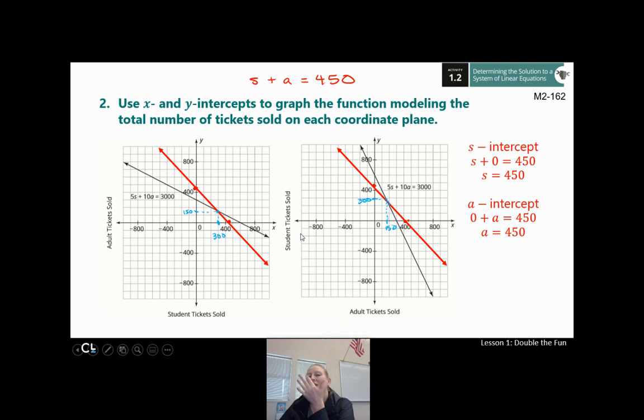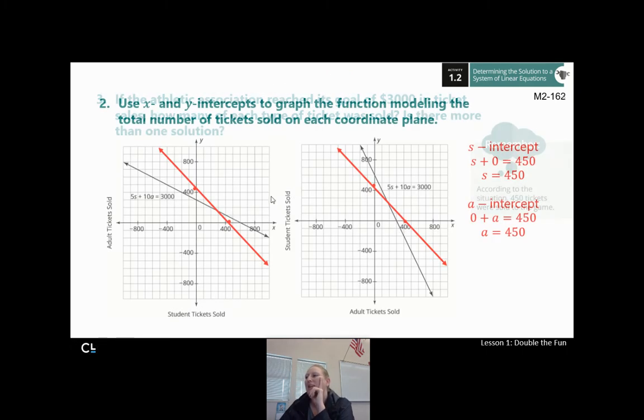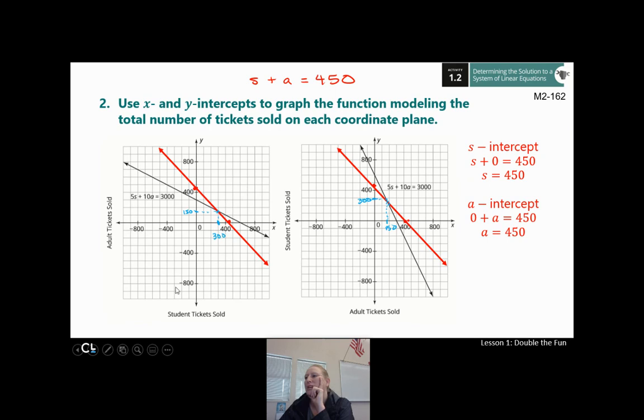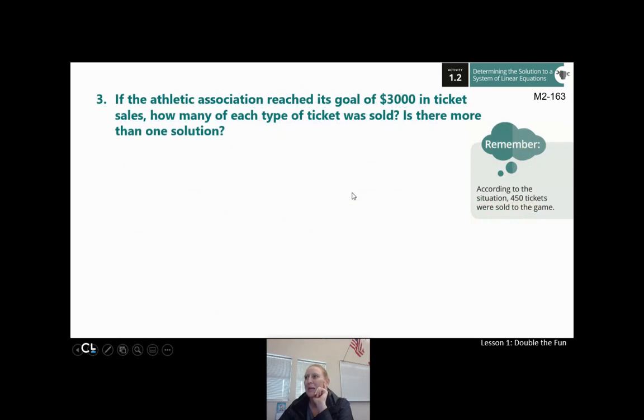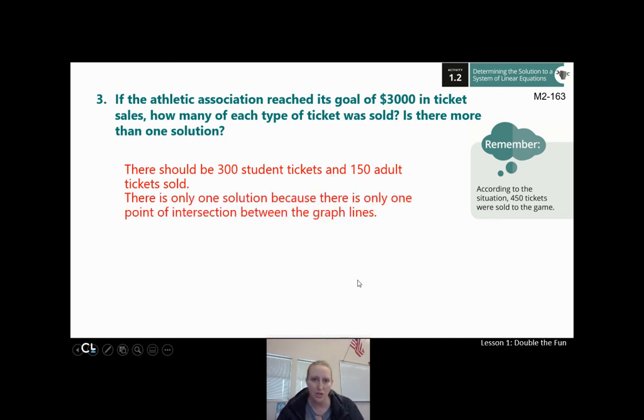Ooh, interesting. So paying attention, it looks like it keeps hitting 300 on my student tickets and 150 on my adult tickets. So it looks like there should be 300 student tickets and 150 adult tickets sold if we did in fact meet our goal of $3,000. And there's only one solution because there's only one point on the graph where they intersect. So there is only one solution. That's it. No more, no less.